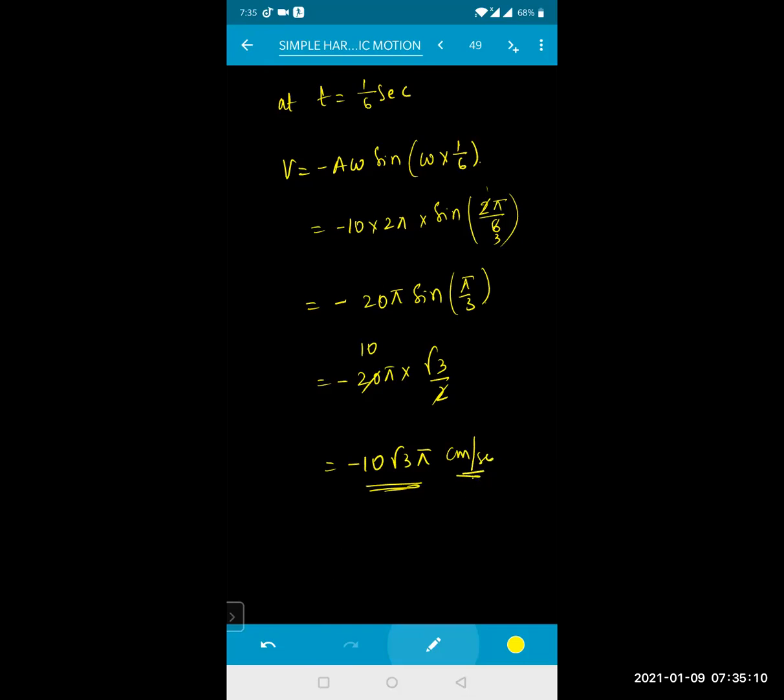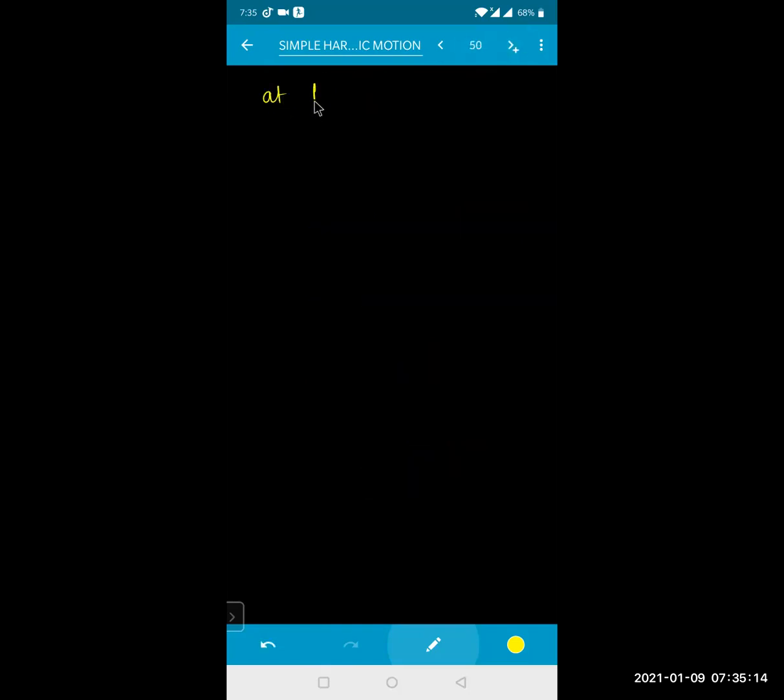Now, in the same way, at t equals 1 by 6 seconds, where is the particle situated? That means I can use the formula x equals A into sine of omega t plus phi. Can I use this formula? Yes, sir.